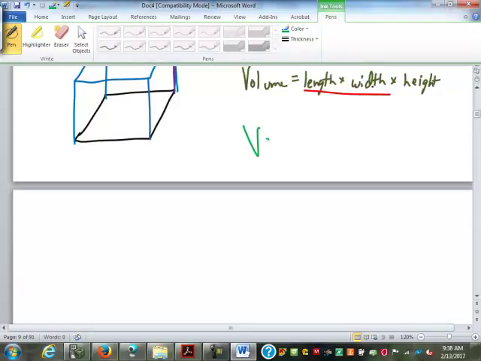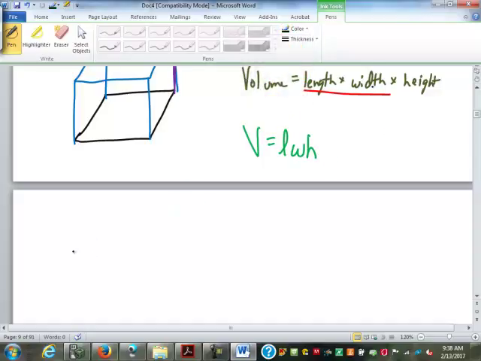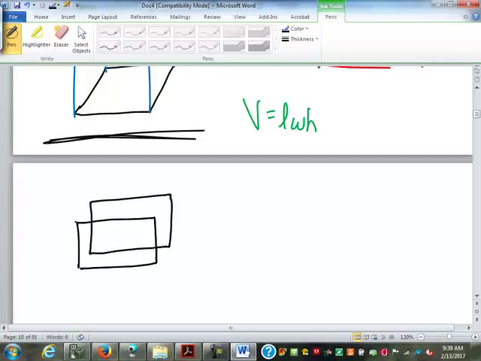So of course, V is equal to LWH. This is going to be the abbreviation. Now if you're struggling to draw this out, by the way, instead of drawing it the way I do, a simpler way to do it is to just draw a rectangle, and to draw another rectangle slightly offset. You can connect the corners. It's not pretty, but it works.